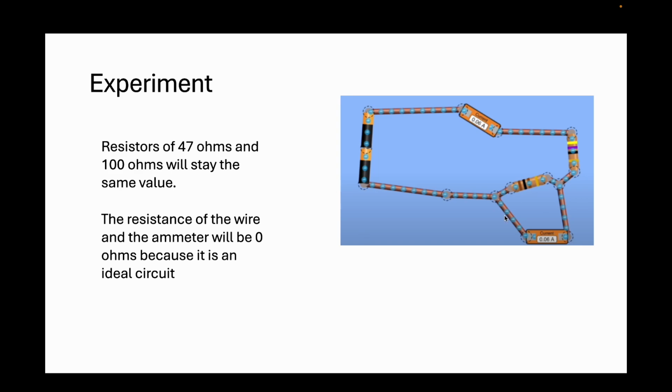And for the next part of the experiment, you put it in parallel instead of series. And if you do this, the resistors will stay the same value of 47 ohms and 100 ohms, and the resistance of the wire and ammeter will be 0 because we are doing the experiment in an ideal circuit with ideal materials.